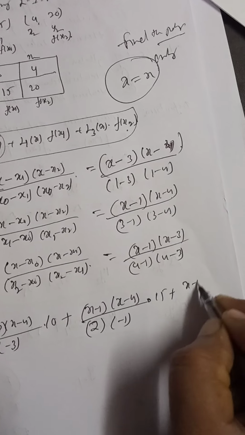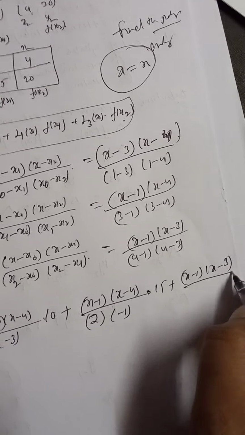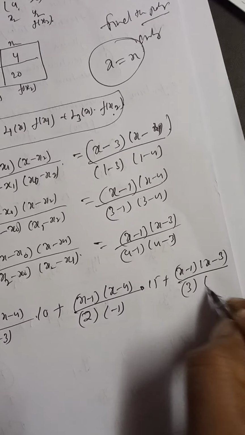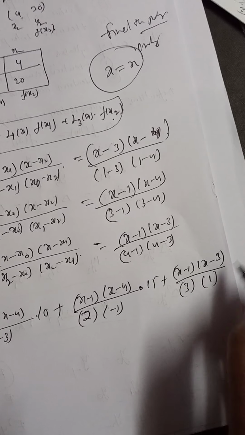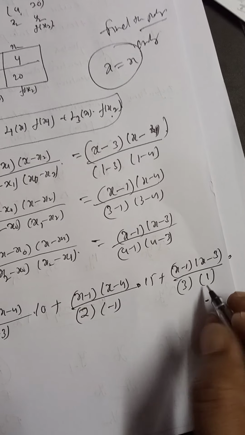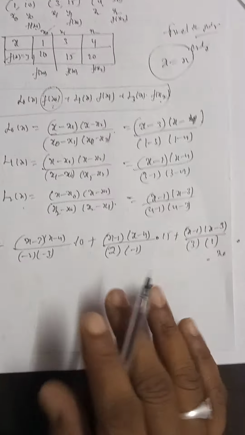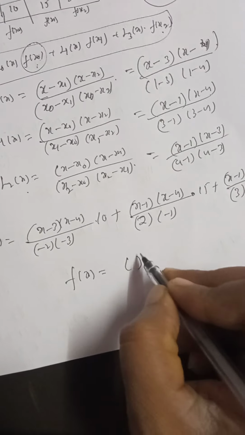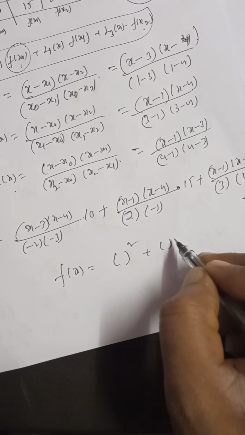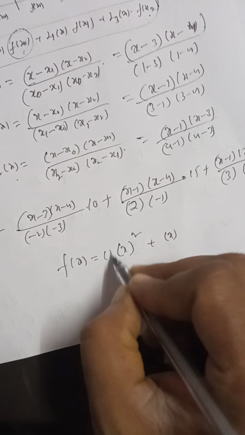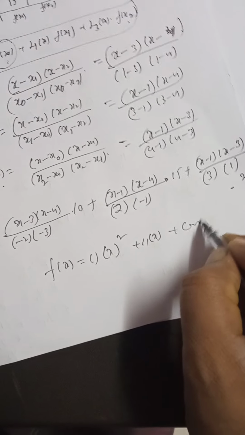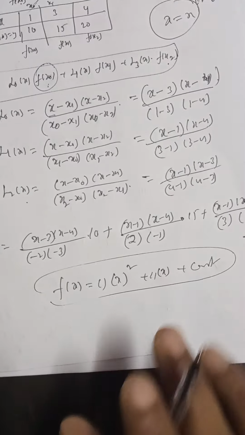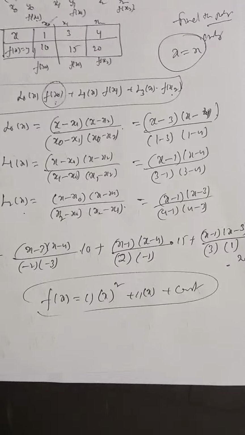Right, that is (x minus 1) into (x minus 3) by (4 minus 1) is 3, (4 minus 3) is 1, into the function value. What is the function value? 20. Now if you simplify this, you will get f of x value, you will get an x square term, some x term with some coefficient, plus some constant. You will get a polynomial in x, which is a quadratic equation.